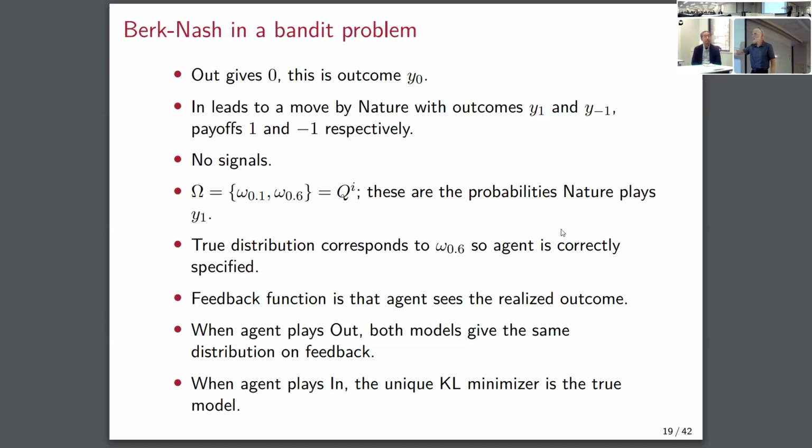And the true distribution corresponds to 0.6, so the agent's correctly specified. The feedback function: the agent sees the realized outcome. The game's not strongly identified. If they play out, they see y0, but that does not tell them anything about the distribution of nature's movement. If they play in, the unique KL minimizer is the true model because they're getting that data.